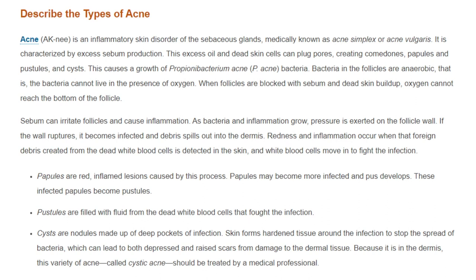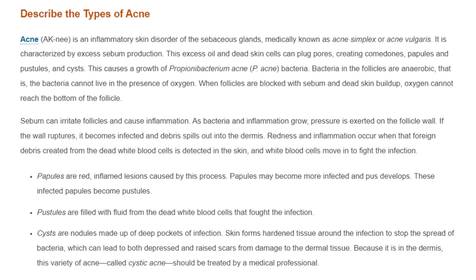When follicles are blocked with sebum and dead skin buildup, oxygen cannot reach the bottom of the follicle. Sebum can irritate follicles and cause inflammation. As bacteria and inflammation grow, pressure is exerted on the follicle wall. If the wall ruptures, it becomes infected and debris spills out into the dermis. Redness and inflammation occur when that foreign debris created from the dead white blood cells is detected in the skin, and white blood cells move in to fight the infection. Papules are red, inflamed lesions caused by this process. Papules may become more infected and pus develops. These infected papules become pustules.